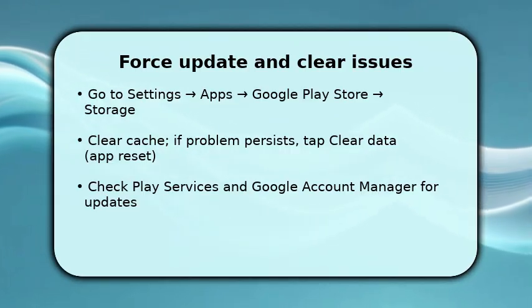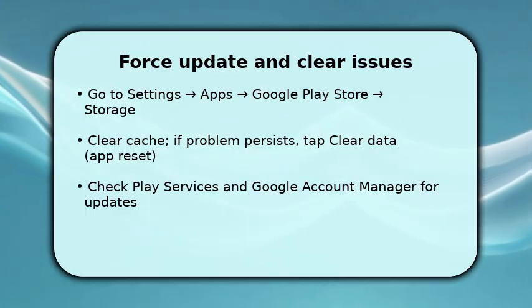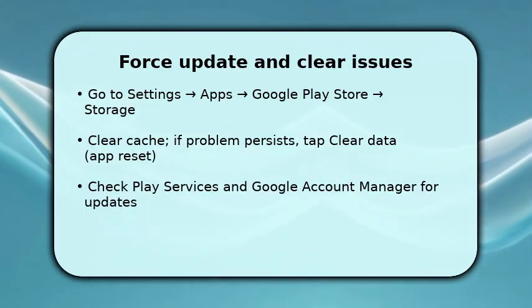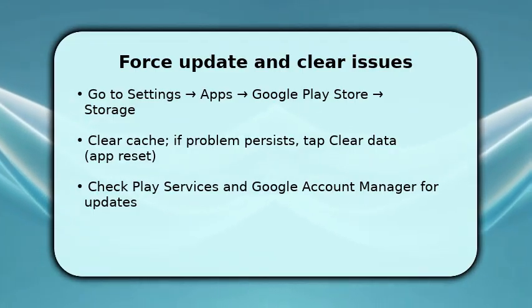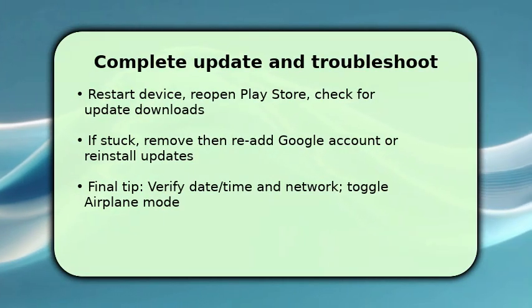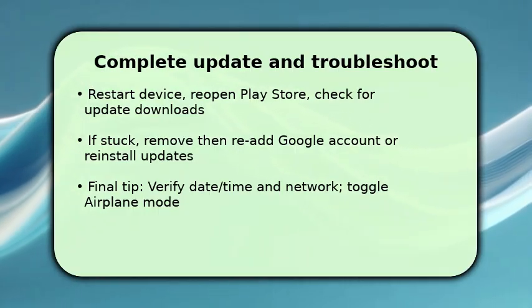Next, make sure Google Play Services and Google Account Manager are up to date. They're the backbone for store operations. These steps address the common middle glitches that block update downloads and installs. You finish by restarting the device to clear temporary states, then reopen Play Store and watch the download progress.